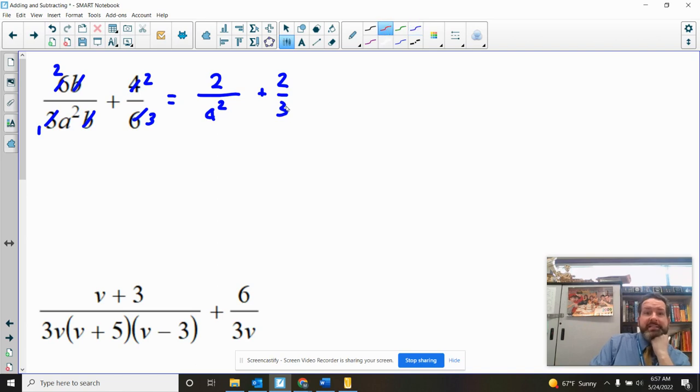Okay, then, let's get our LCD. So thinking it through over here to the side, what do we need? Well, I'm looking at the first denominator. I need everything that's in that, so I need the a squared. I'm looking now at the second denominator. I need a factor of 3. There's your least common denominator.